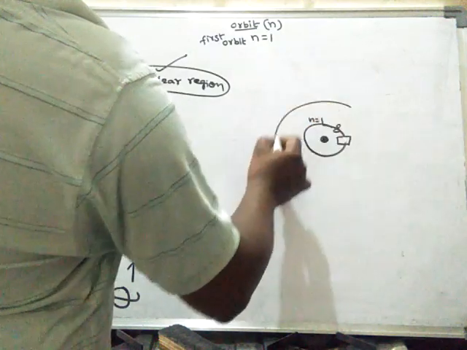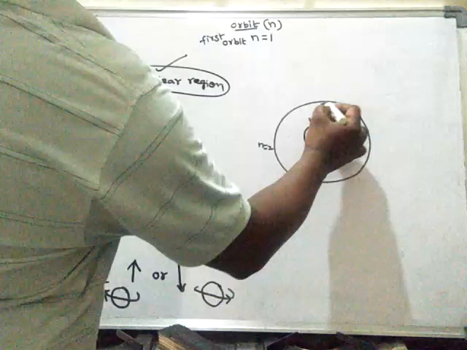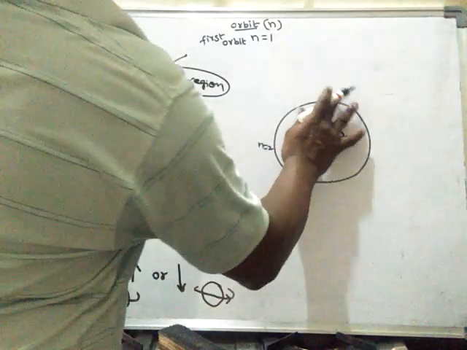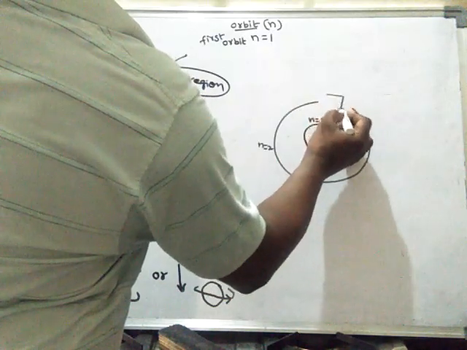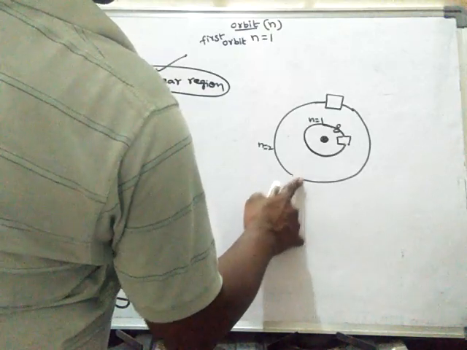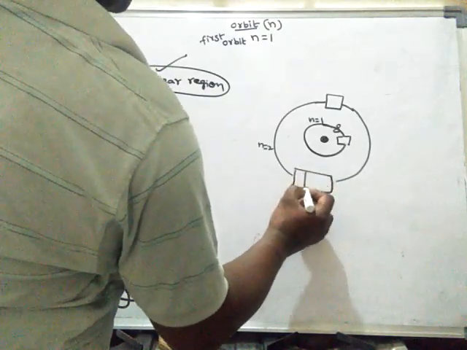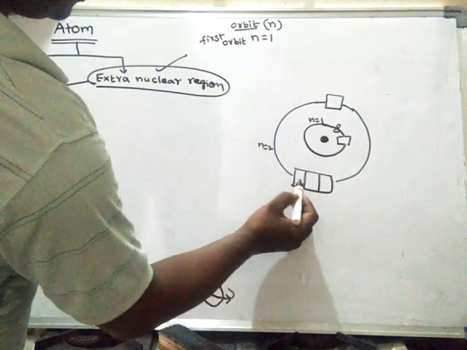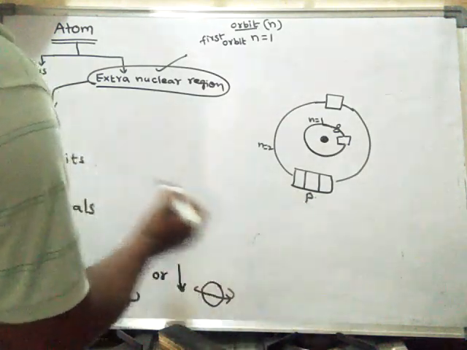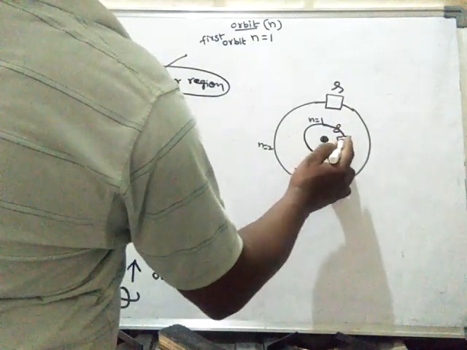Now take the second orbit, n is equal to 2. It contains the s suborbit as well as the p suborbit. The s suborbit contains only one orbital, but the p suborbit contains 3 orbitals. All the 3 orbitals together are said to be the p suborbit. This is the s suborbit, and this is the p suborbit.